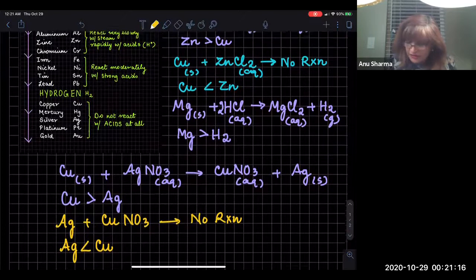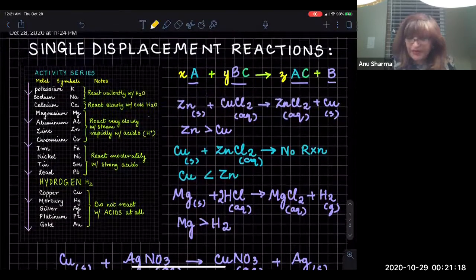So these are just some of the examples of the single displacement reaction. And I hope that you found it interesting and it was easy.